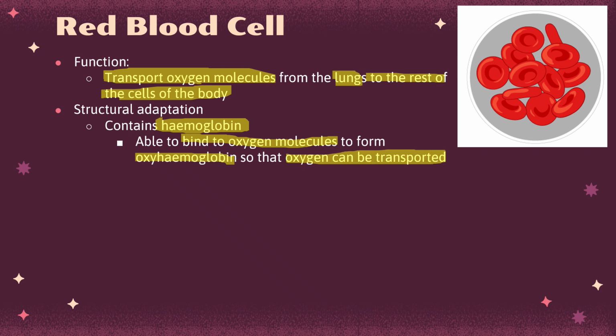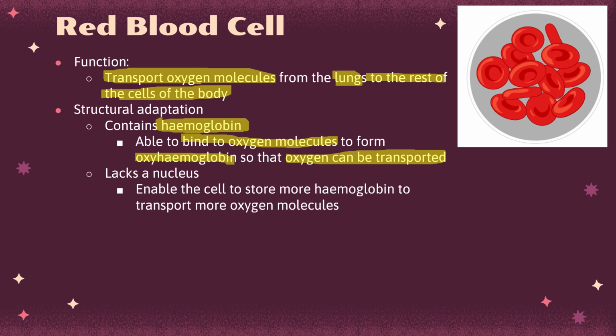So this is a very unique adaptation of a red blood cell. No other cells have hemoglobin. Only red blood cells have it, and it's because they need to transport oxygen. This is what we meant by structure and function. The red blood cells do not have a nucleus in human beings. Nobody knows why, but I think the common hypothesis is so that the cell is able to store more hemoglobin, and so they are able to transport more oxygen.